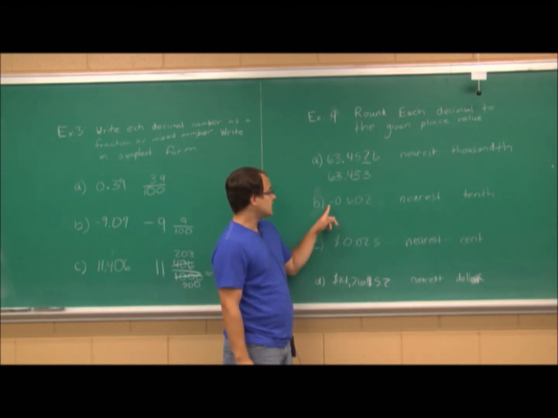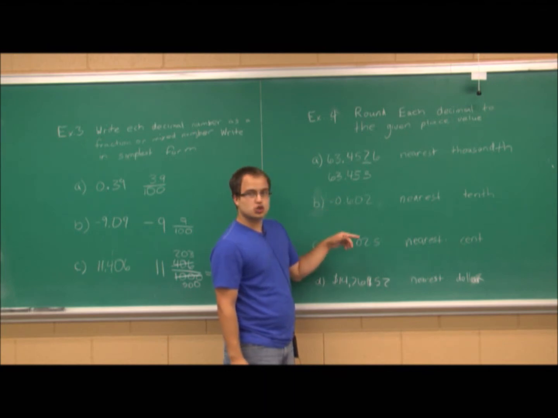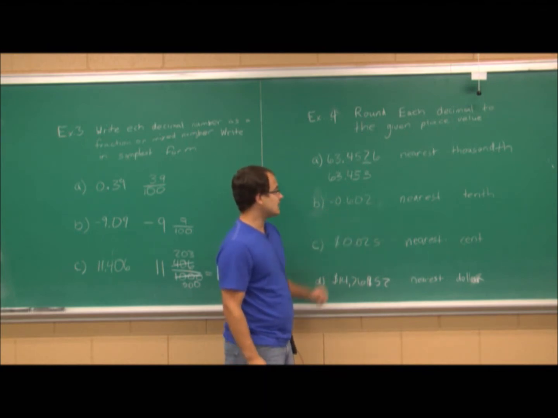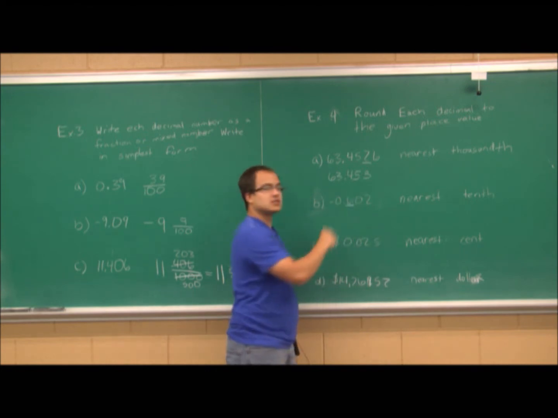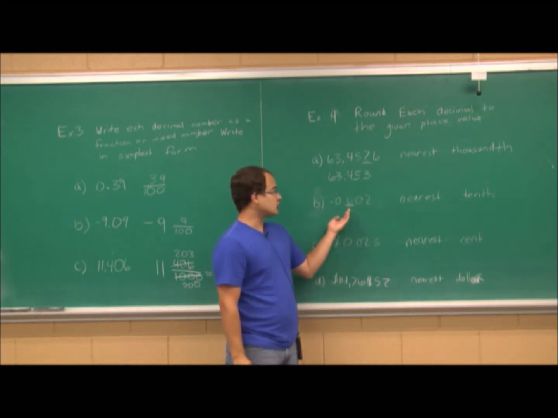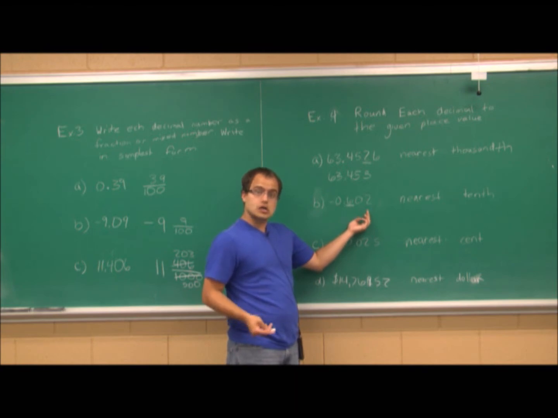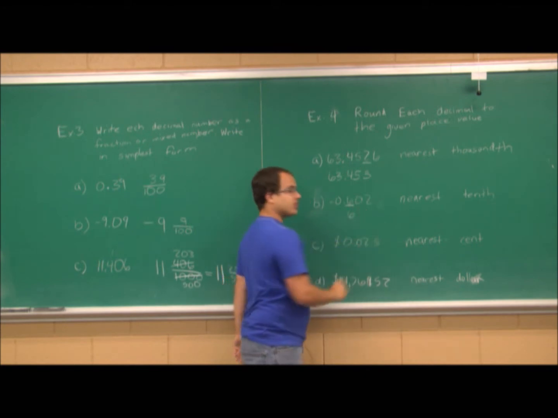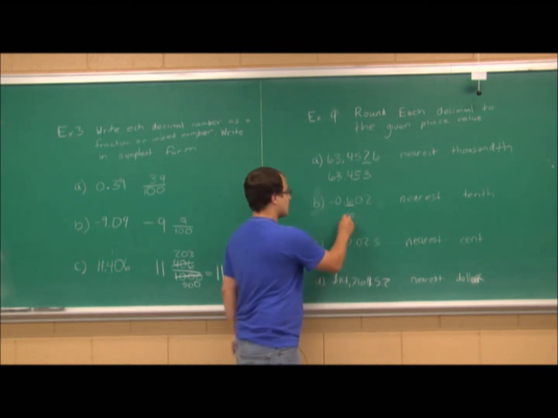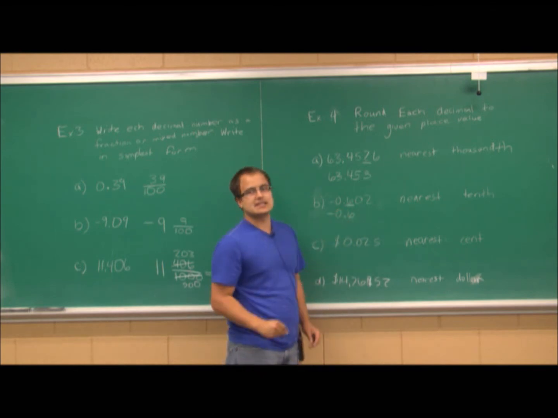Now B, negative 602 thousandths to the nearest tenths. So again, I underline what I'm rounding to, so tenths. Look to the right, it's a 0. A 0 is less than 5, so that 6 stays the same. You drop those 2 values, and everything else stays the same. So negative 6 tenths.